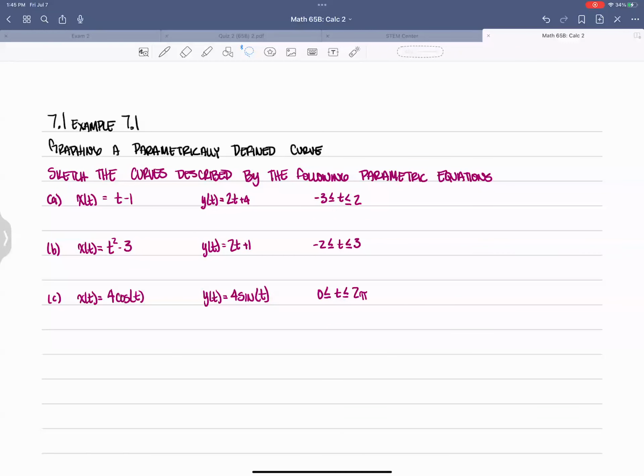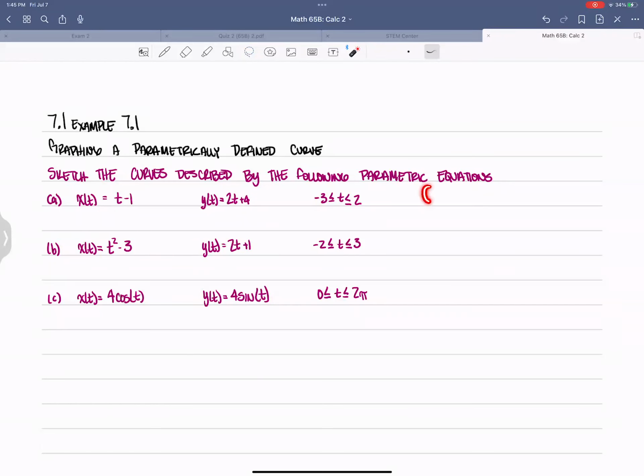Section 7.1, example 1, graphing parametrically defined curves. Sketch the curves described by the following parametric equations. So with each of these, let's take a look at this first one. This is going to be our x, this is going to be our y.